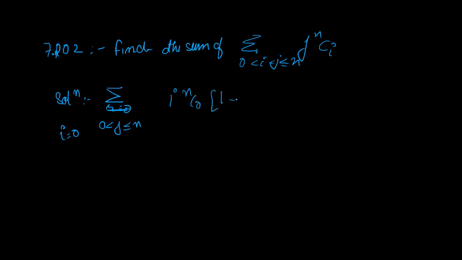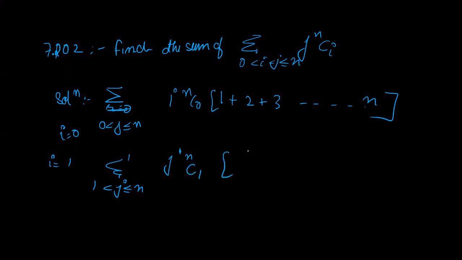Okay. If I take 1, 2, 3, 4, this till n, clear? If I put I is equal to 1, what will it become? j should be greater than 1 and less than equal to n, right? So from here I am putting j to the power 1, nc1. These terms become 2, 3, 4, and so on till n.